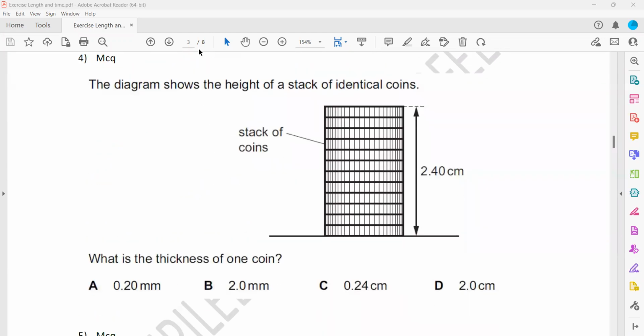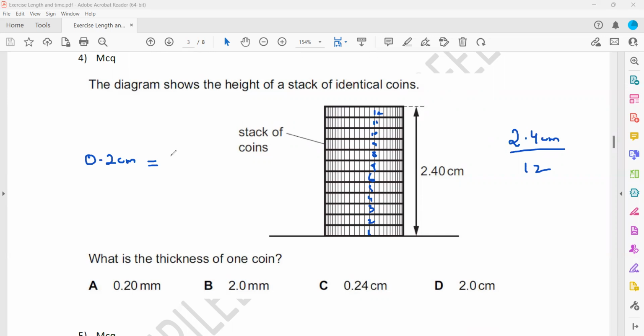In question 4, the diagram shows the height of a stack of identical coins. So how many coins are there? 1, 2, 3, 4, 5, 6, 7, 8, 9, 10, 11, and 12. So these are the 12 coins. The thickness, the height of one coin is equal to 2.4 divided by 12. So that is equal to 0.2 centimeter.